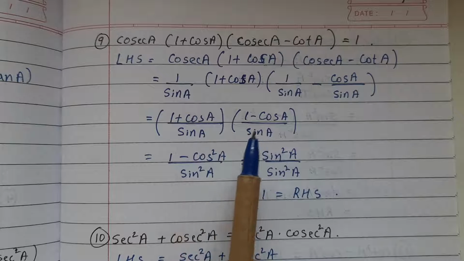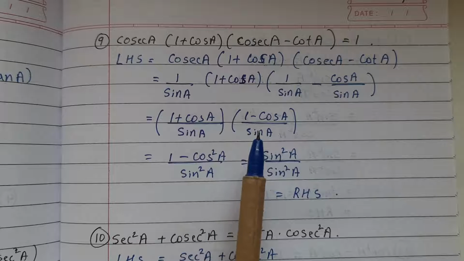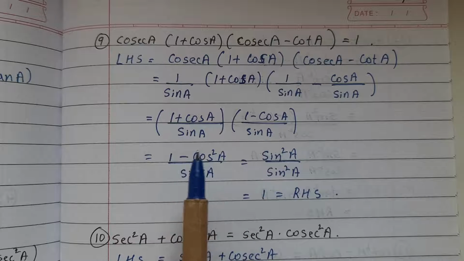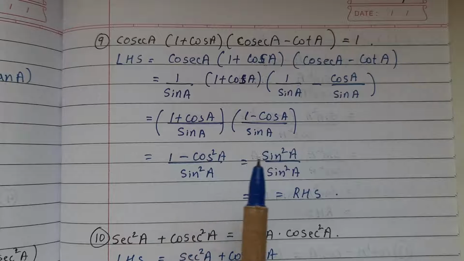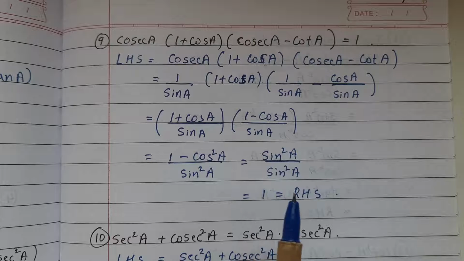Sin A into sin A, sin square A. 1 plus cos A into 1 minus cos A is 1 square minus cos square A. 1 minus cos square A is sin square A. Therefore, sin square A upon sin square A is equal to 1, equal to right hand side.